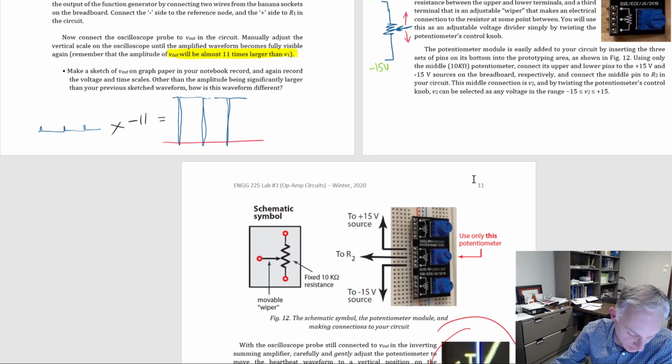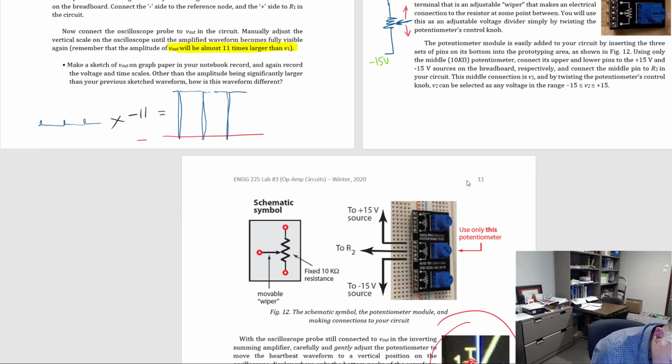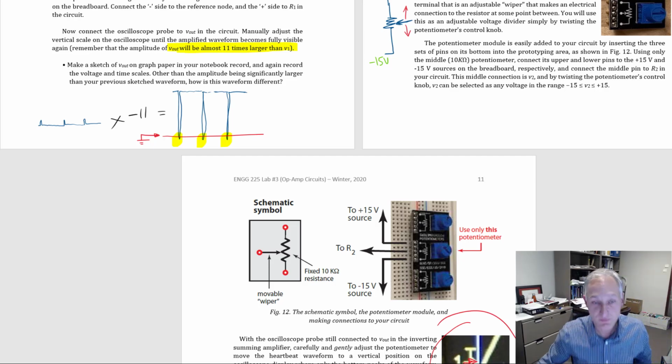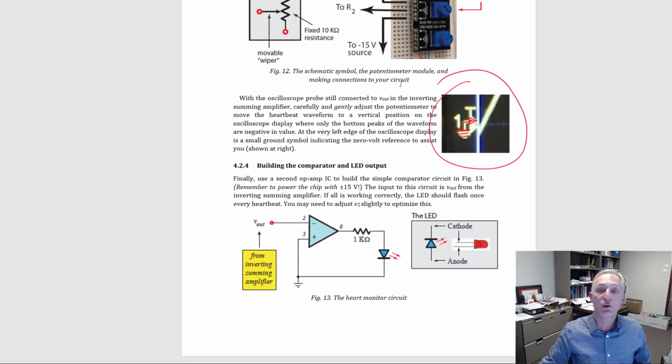So this thing here is going to be ground. We just want the little tips to be going below 0, and there's a reason for that, because we're going to add another op-amp circuit to that inverting summing amplifier. We're going to add this circuit here, and that's a comparator driving an LED. This comparator is going to compare the voltage coming in from the inverting summing amplifier to ground, to 0 volts.